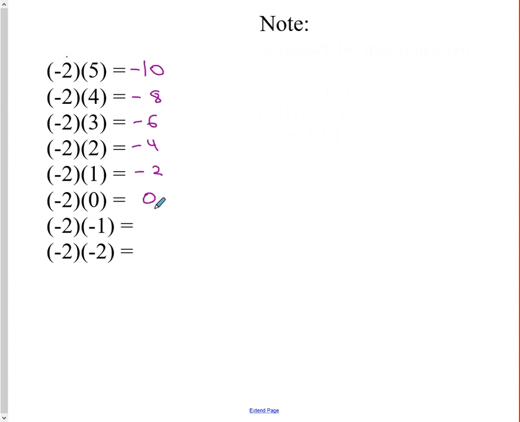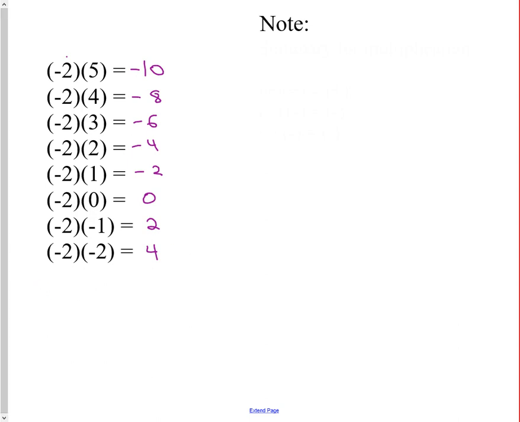Now we're going the other direction. You see we were in negatives. Now we should end up in the positives. Negative 2 times negative 1 is 2. Our negatives actually cancel each other out. Because our negative 2 and our negative 1 are both negative, the two negatives cancel each other out, and we've got a positive answer. Negative 2 times negative 2 is going to be positive 4. So again, our two negatives canceled each other out. We ended up with a positive number.